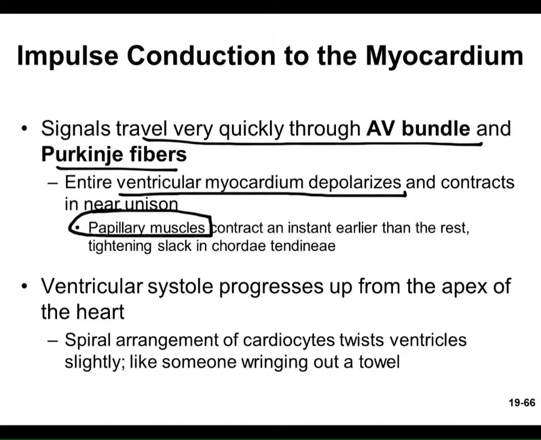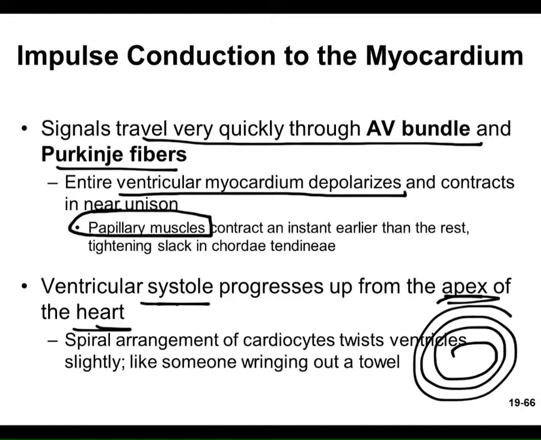Also, as the ventricles are squeezing, as they're in systole, it's going to go from the apex up toward the top of the heart, and it's going to do so in that twisting motion. So again, those cardiocytes are in sort of that twisted arrangement. So when the ventricles squeeze, it's going to twist like you're wringing out a mop and push that blood up and out the semilunar valves.